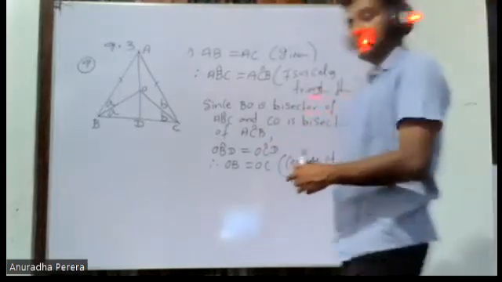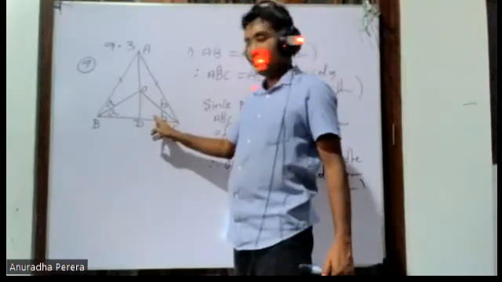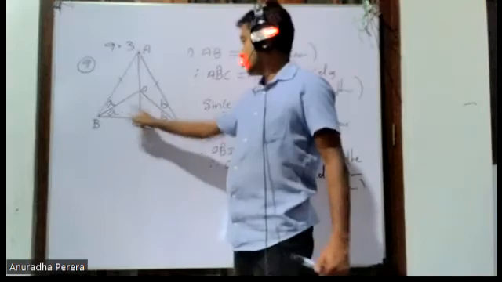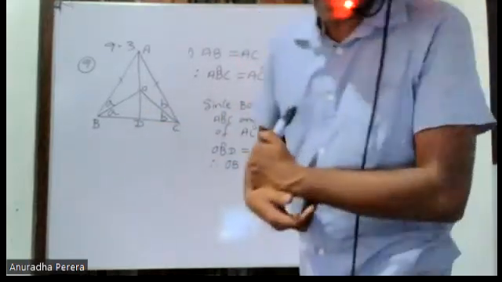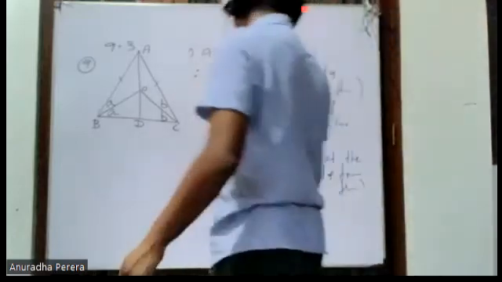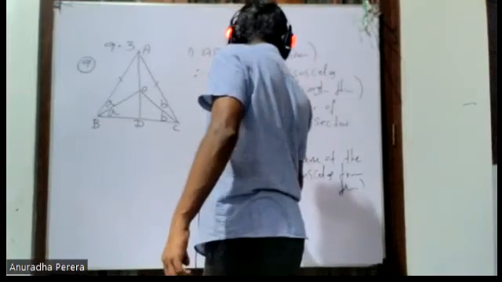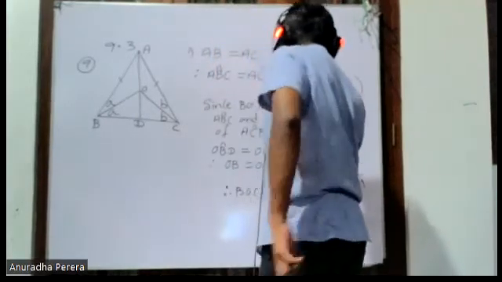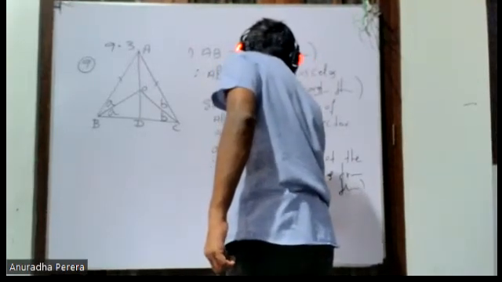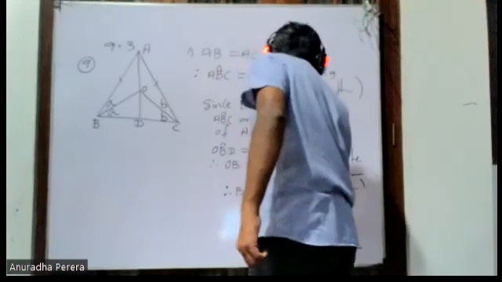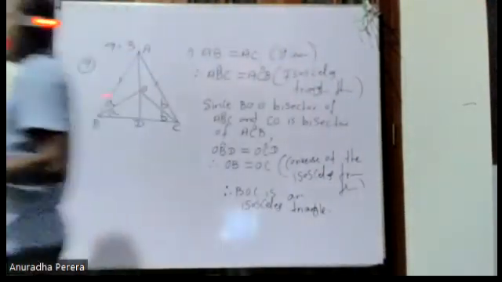Right? Then these two are equal. Then half of these two are also equal. Then you can say OB equals OC. Therefore, BOC is an isosceles triangle.